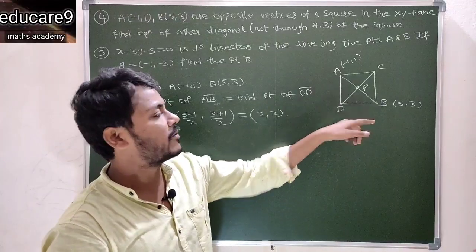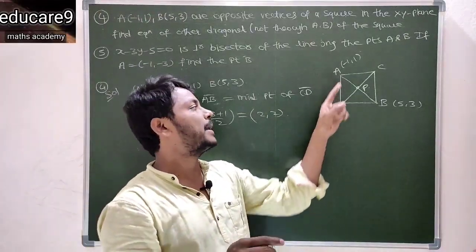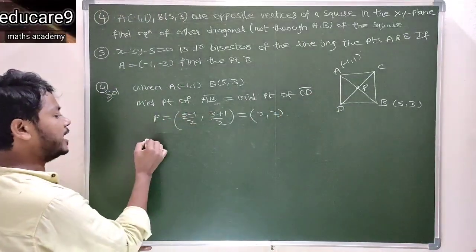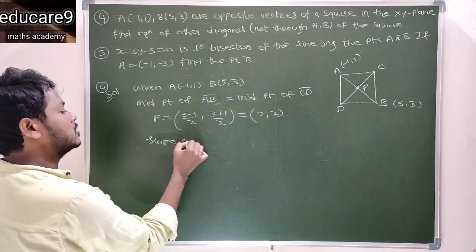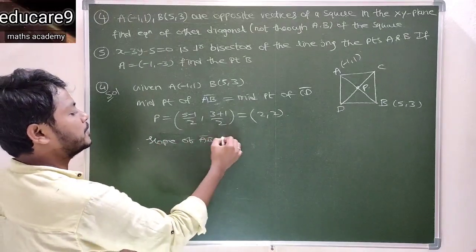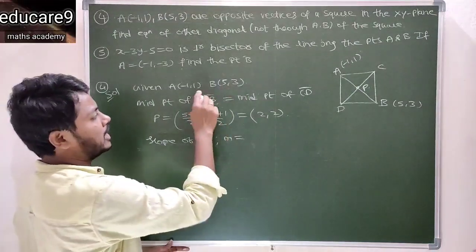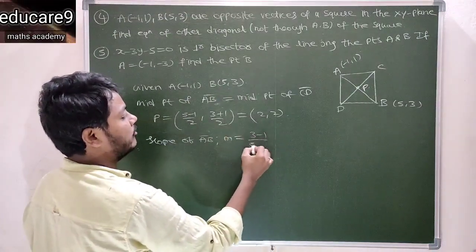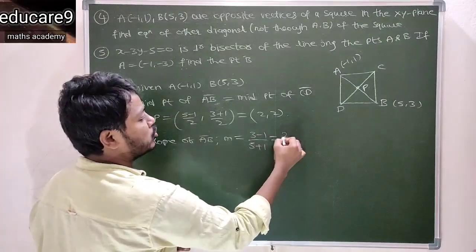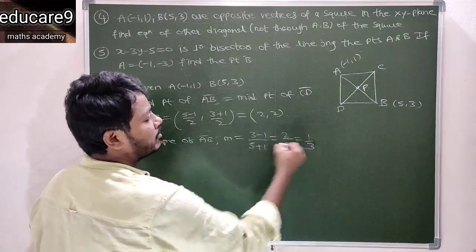Using the slope of AB, because AB is perpendicular to CD. So first find the slope of AB. What is the slope of AB? That is m equals y2 minus y1 by x2 minus x1, 3 minus 1 by 5 plus 1. So this is 2 by 6. So we will get 1 by 3.